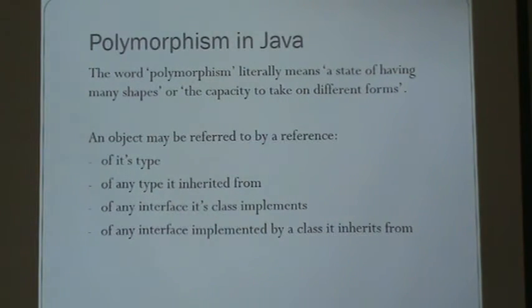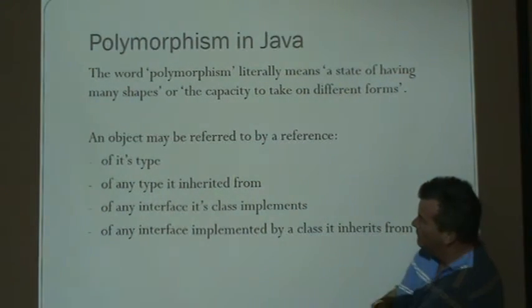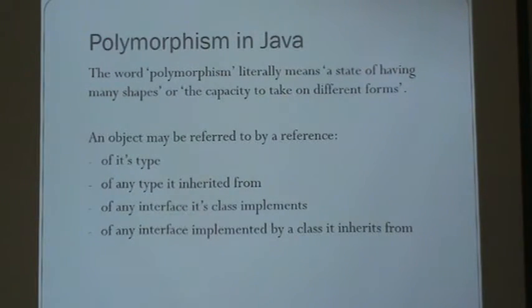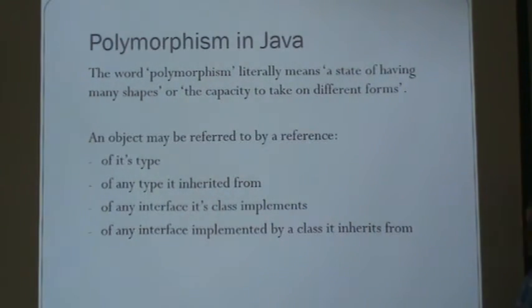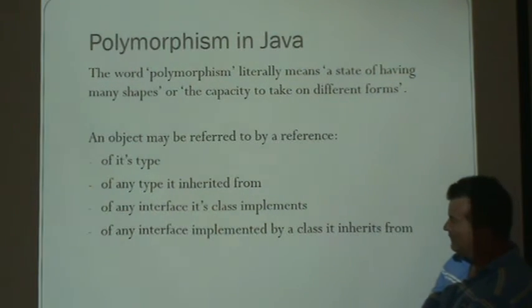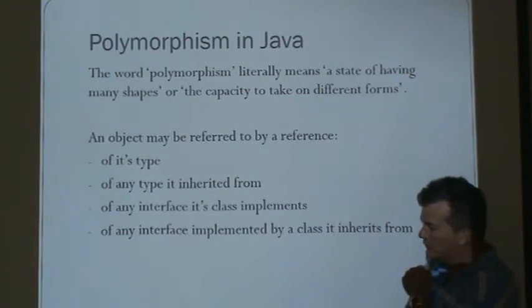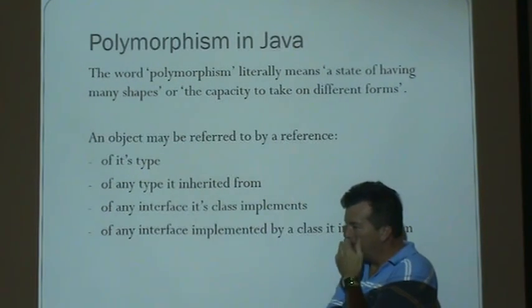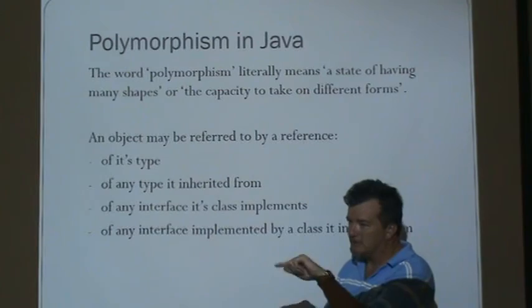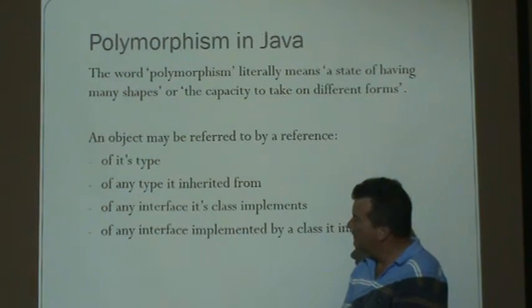Okay, and then the last topic is polymorphism. So the word polymorphism: poly means many, right? And morph means different shapes. So you could take on different shapes, and an object may be referred to by a reference that is either of its type. So for example, we could create a reference for a clock radio, or we could create a reference for a clock and refer to a clock with it. We could also create a reference to an electronics and refer to a clock with it.